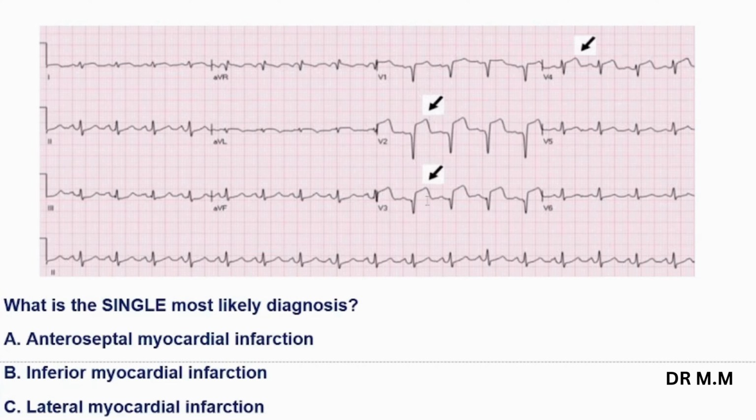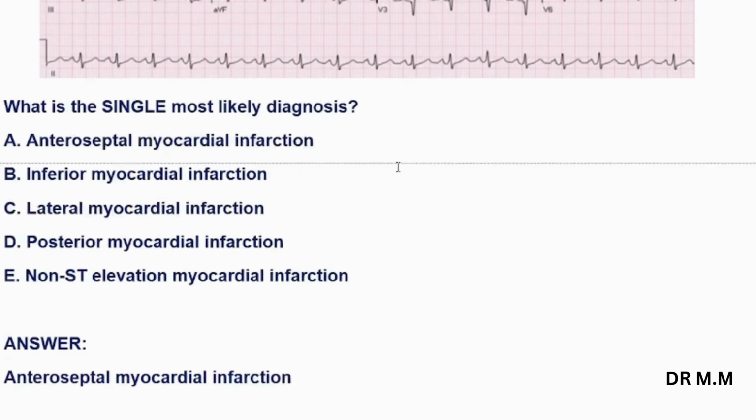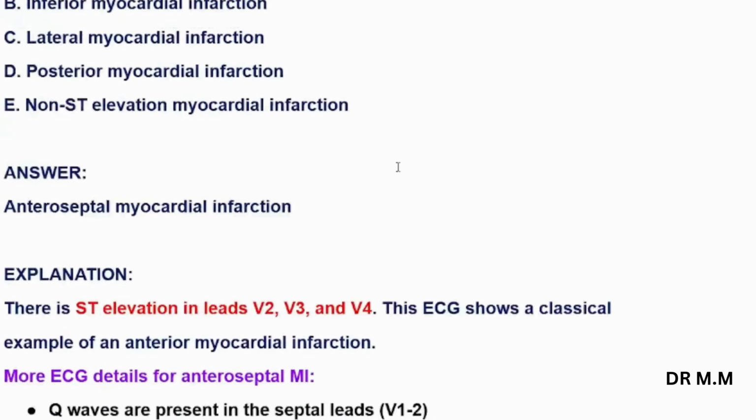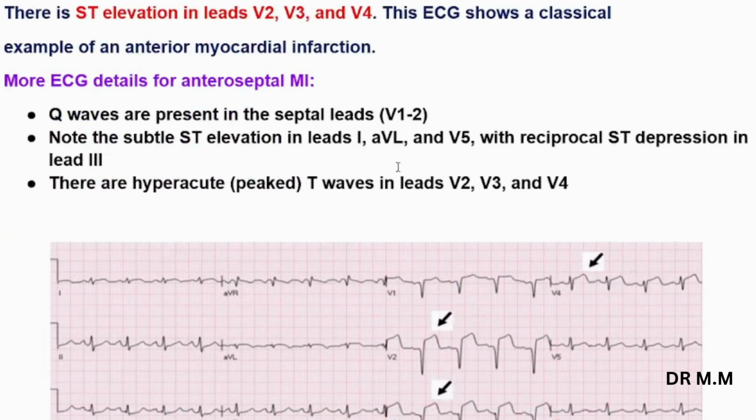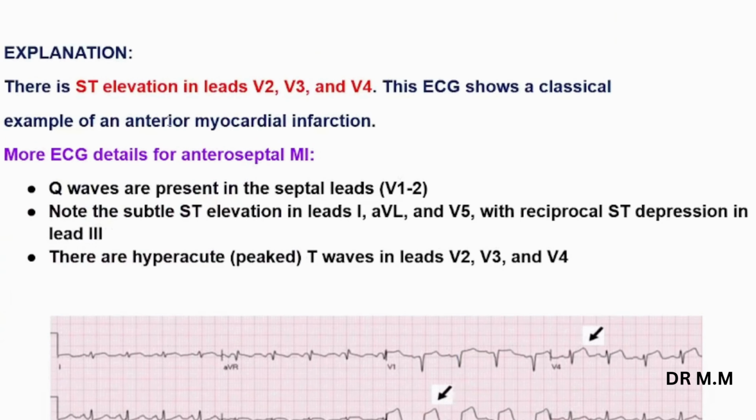lead V2, V3 and V4, and this is pathognomonic. V2, V3, V4 are anterior leads, and V1 we can see is septal. So it is showing septal and anterior leads. We can say that the patient has anteroseptal myocardial infarction, and here we are going to explain a little more about anteroseptal myocardial infarction. Okay, explanation.